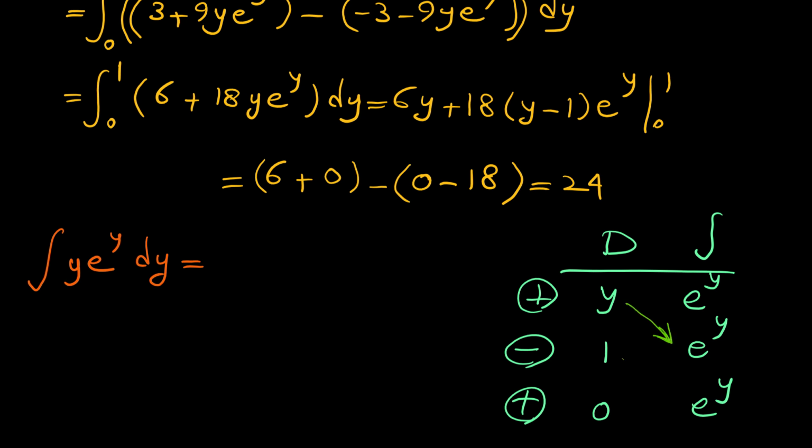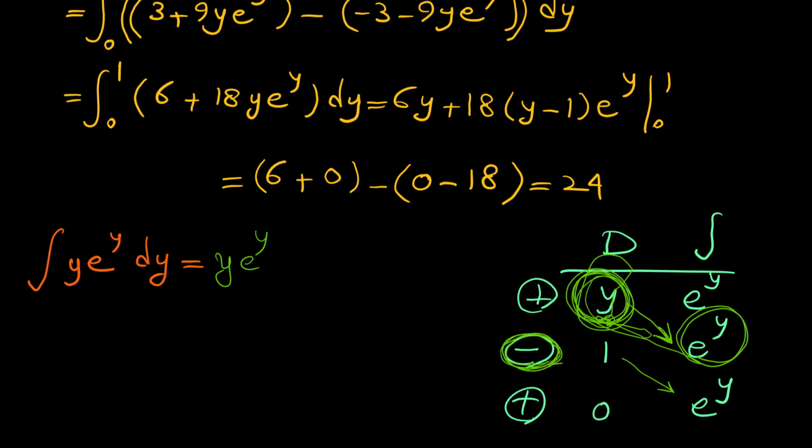Now, based on the table method, the answer of this integral is simply this times this. You have to multiply the first element from the first column by the second element. So the integral is y e to the y. Then, attention, here we have a minus, so minus 1 times this: minus e to the y. And because here is 0, we do not continue, and that's it.